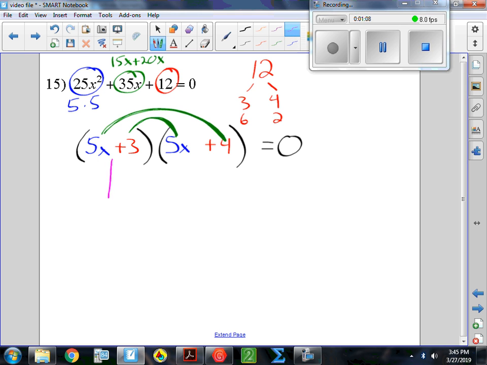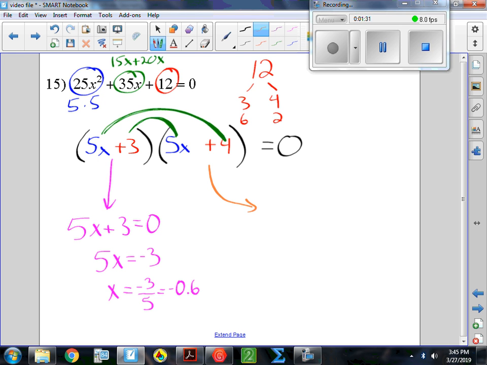The next step is to take each parentheses and set that equal to 0 to actually solve the equation. So instead of doing the quadratic formula, I could factor and then solve. So 5x will equal -3 when I subtract it on both sides. And then when I divide both sides by 5, I'll get -3/5, or you could write that as -0.6.